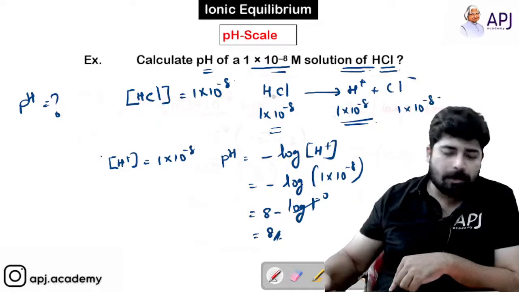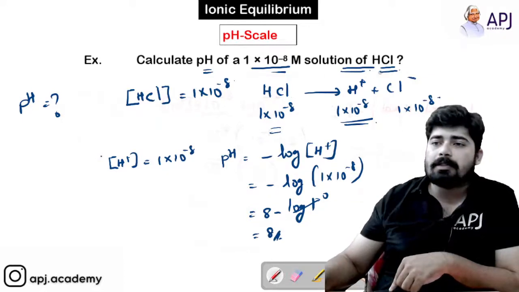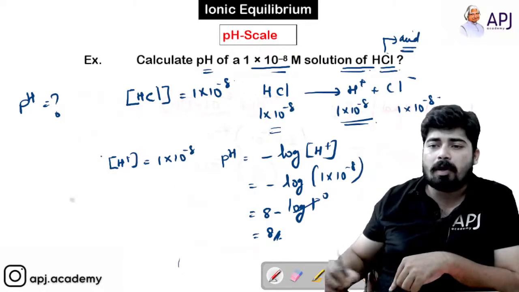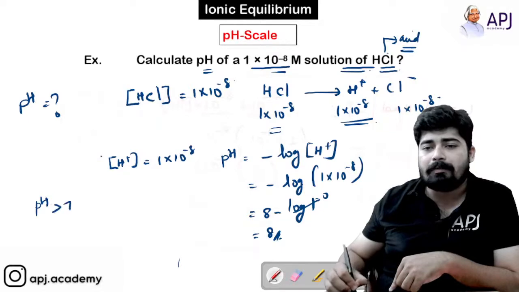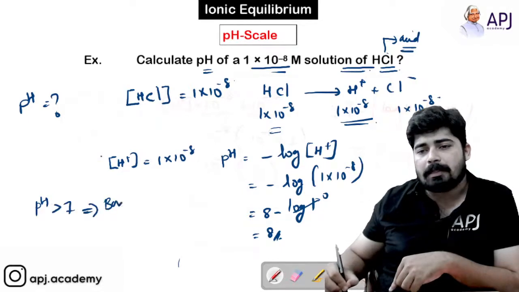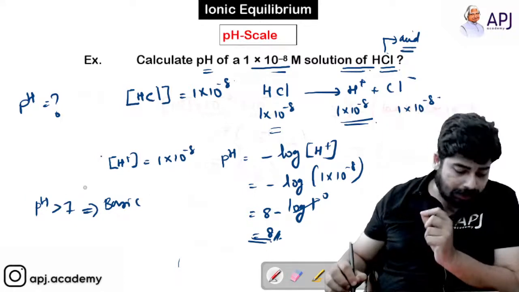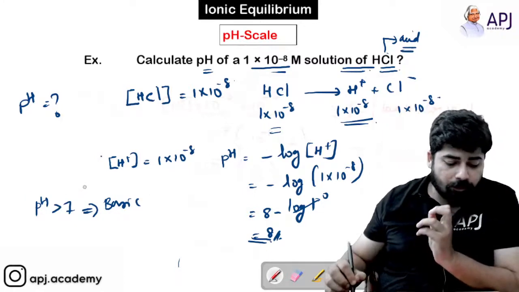Actually you see here, HCl is an acid. An acid cannot have a pH value of 8, because if the pH is greater than 7, then that solution is basic. So how can this happen? This is what you have to understand very clearly.